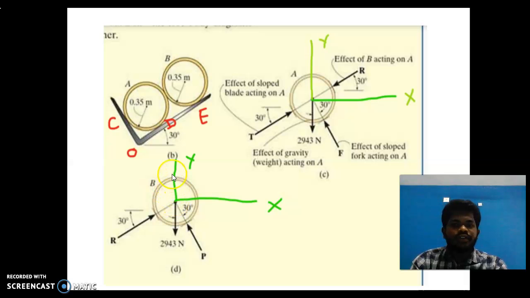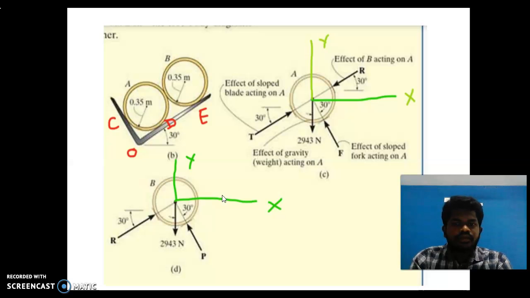For pipe B, we also place the rectangular coordinate system and apply the known and unknown forces. Here the known force is the weight force, always acting through the center of gravity, and the reaction force at point E. We draw the reaction force at that point, and another reaction force. This reaction force is generated due to the contact between pipe A and pipe B. This force is applied by pipe A.